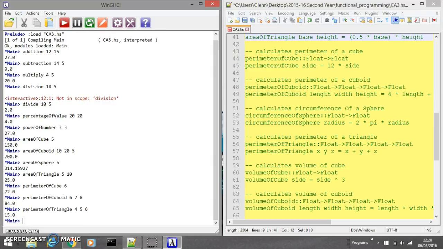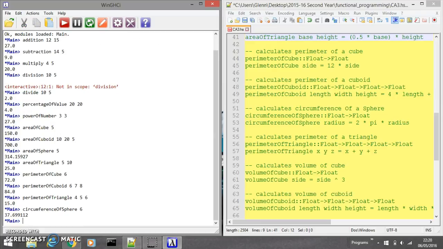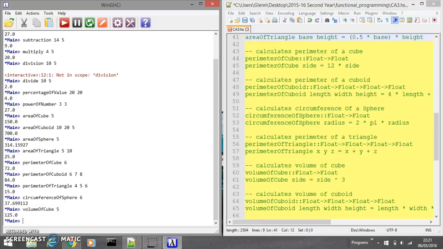And now I'll try the circumference of a sphere. Take in the value 6, and it should give 37.699112, which it does. Next I'll do volume of a cube with the value 5, and it should return 125.